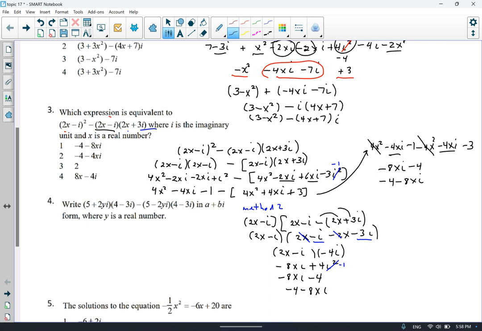And again, they just rearranged the answers. And so notice that is choice 1, and we did it 2 different ways. The first method is a little more straightforward, but a lot more work. The second one, you did have to notice that there was a common binomial and factor it out.